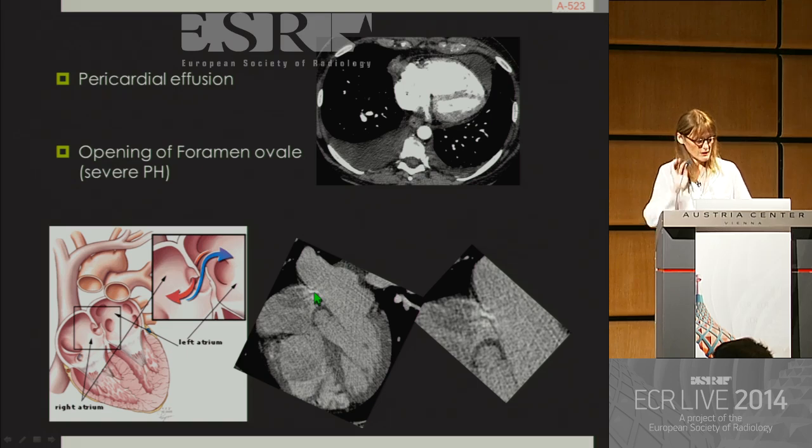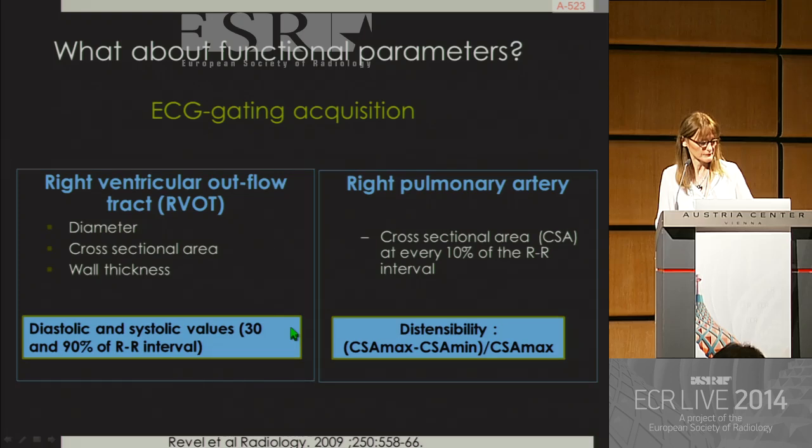In patients who have incomplete fusion of the foramen ovale at birth, it can open if there is a marked increase of the right cavity pressure, and it helps diminishing the high pressure in the right cardiac cavities. But it's not the cause of the pulmonary hypertension, it's the consequence.